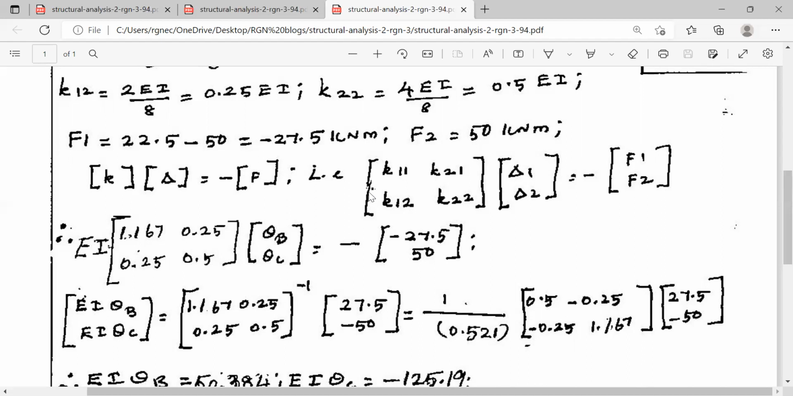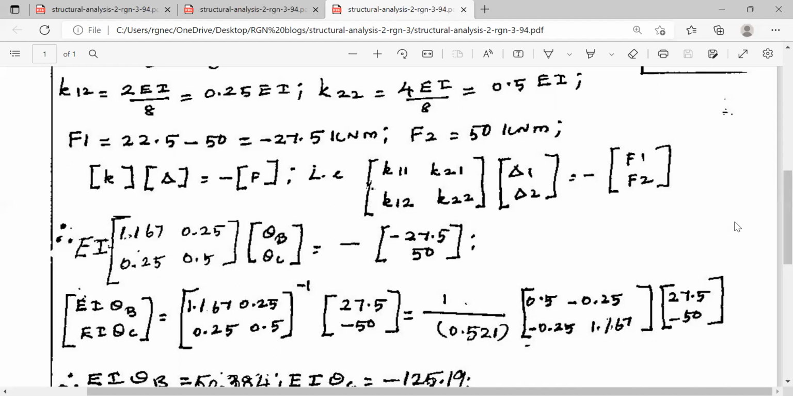For the K1, we are having two displacements. So the matrix is 2 by 2. We have written down all the elements K11, K21, K12, etc. And there are two rotations, delta 1, delta 2, which is nothing but theta B and theta C. And here we have substituted the values K11, K21, K12, and K22. And this is equal to the net moment, that is minus F. This is the equation, K delta is equal to minus F.